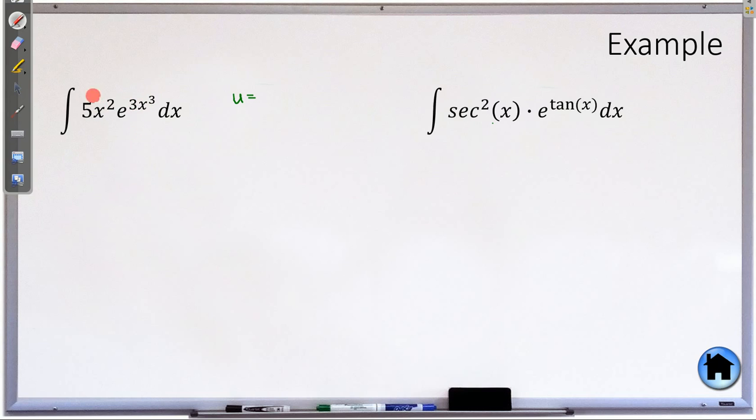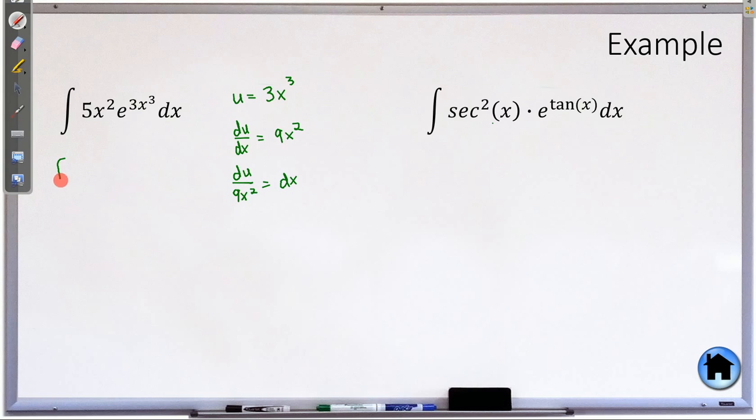So if I take the derivative of this one, you'll get 10x. Will that somehow cancel out the exponent? No. But this one will be 9x squared. That x squared will cancel out the other x squared. So you probably want to start with this. So du dx is 9x squared. And that means dx is equal to du over 9x squared.